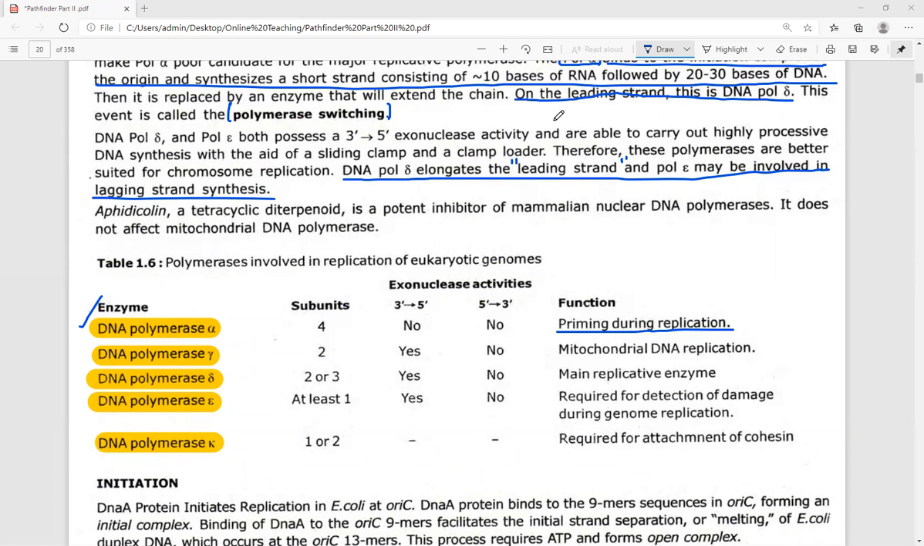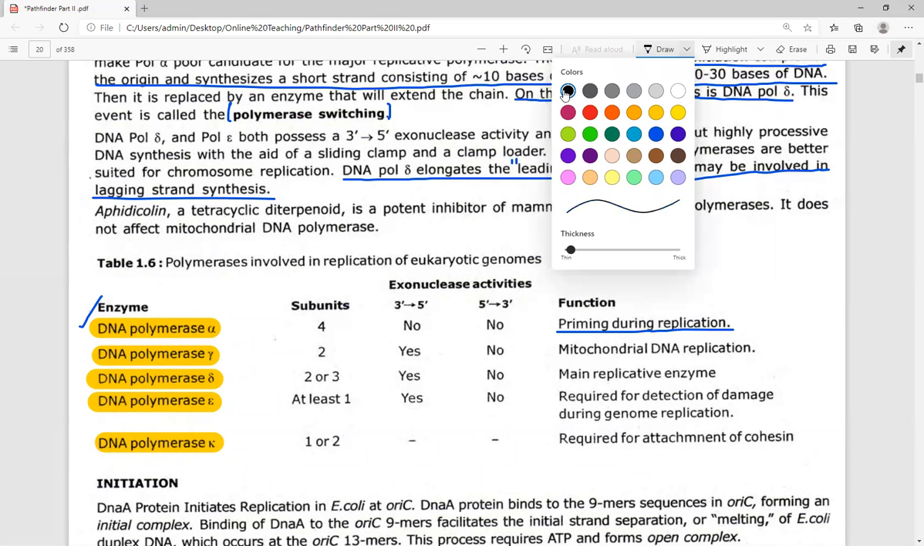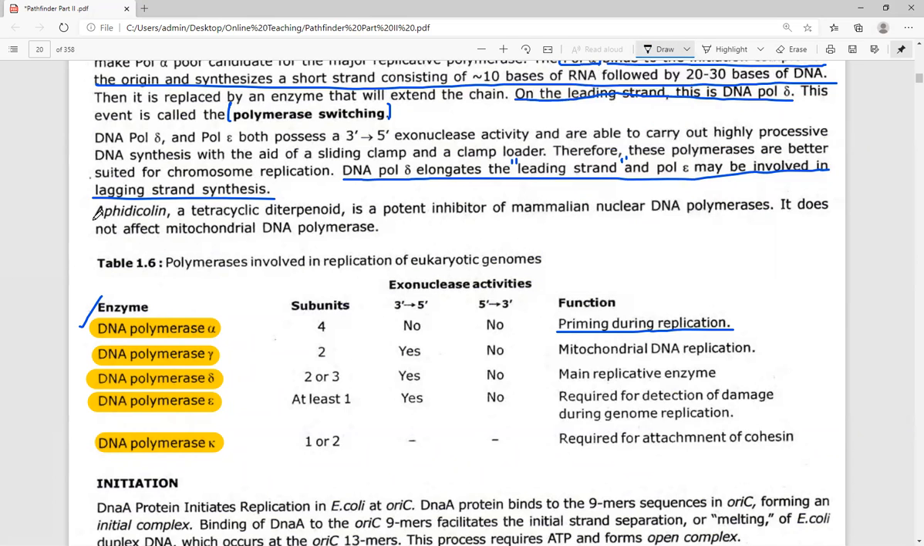One of the most important drugs, or chemicals, a poison that could be used to halt the DNA polymerase, is referred to as aphidicolin. Aphidicolin, which is a tetracyclic diterpenoid, is a potential inhibitor of the mammalian nuclear DNA polymerase, which is being inhibited by aphidicolin activity.